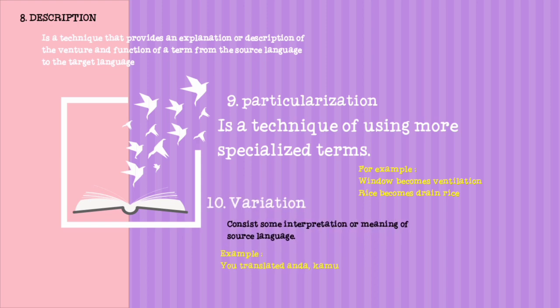The last, variation, consists of changes in interpretation or meaning of the source language. For example, you translate Anda, kamu.